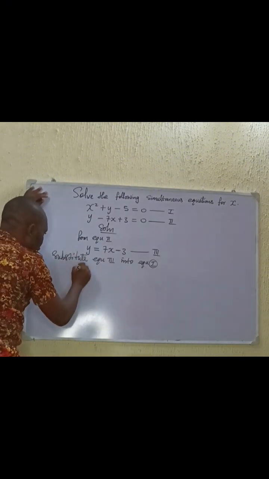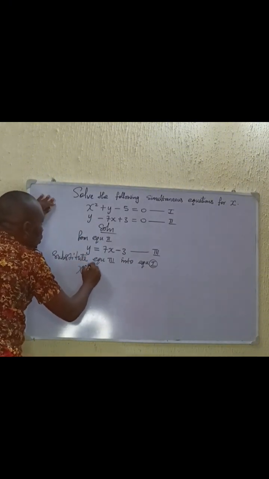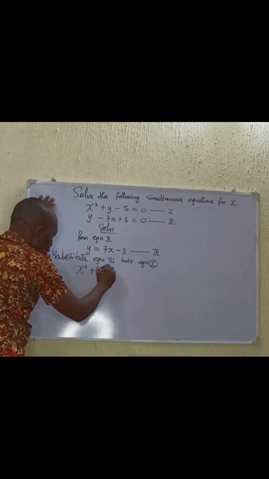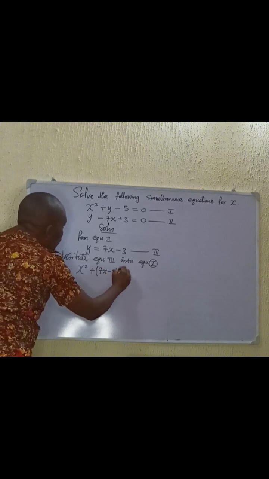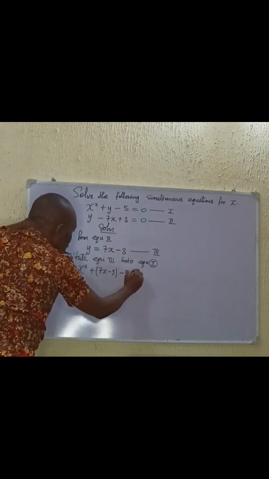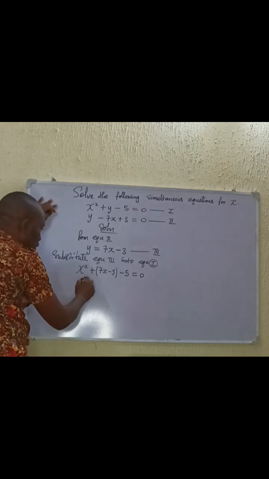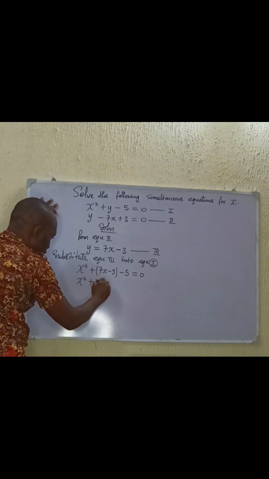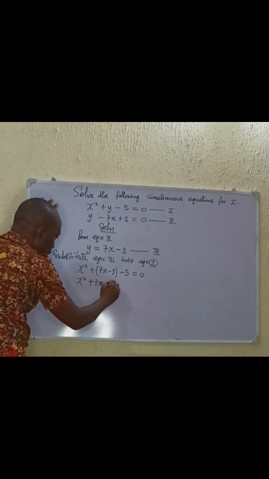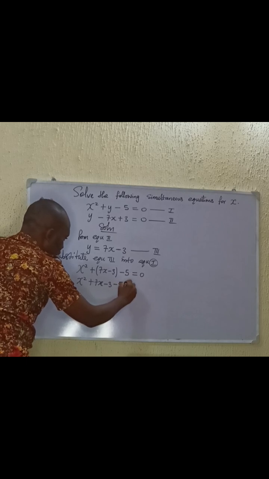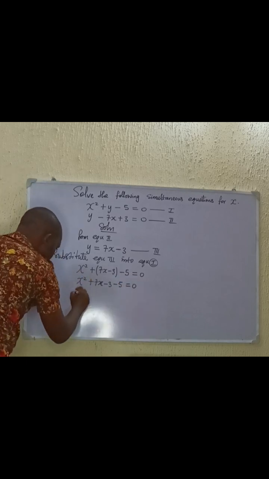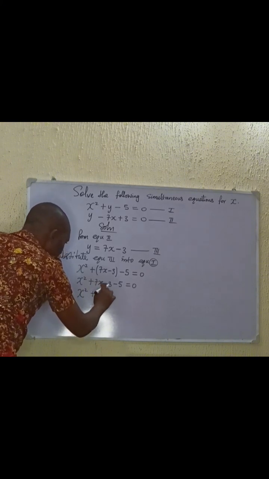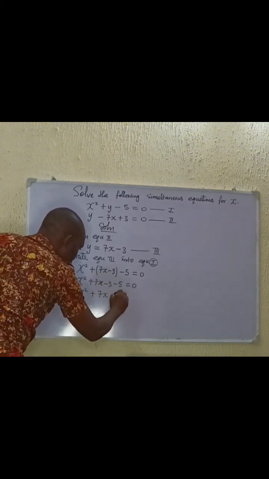So from here now, I have that x squared, instead of having plus y, you now have plus 7x minus 3, minus 5 is equal to 0. So from here you have x squared plus 7x minus 3 minus 5 is equal to 0. This is the same as x squared plus 7x minus 3 minus 5 will give you minus 8 is equal to 0.